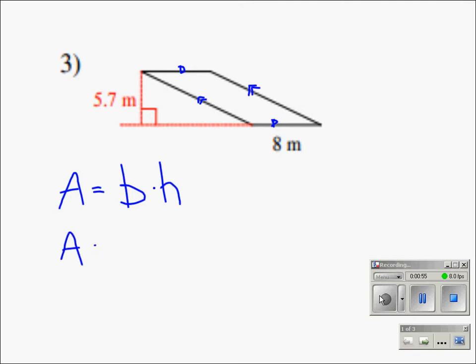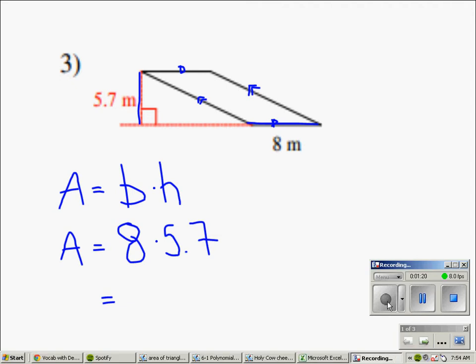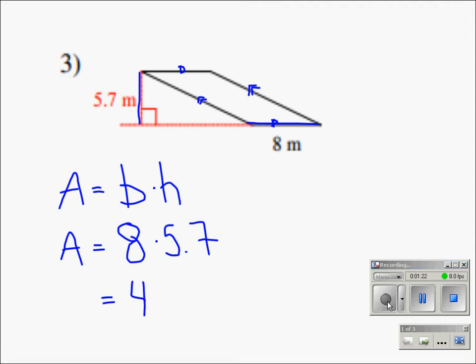Okay, so I know the area of the parallelogram. If I look for the base of it, it's right here. That gives me 8 meters. The height of it is how tall it is. And since it's at an angle, they measured that on the side for us right here, and we get 5.7. Okay, so 8 times 5.7 is 45.6. The last thing we need is a label.